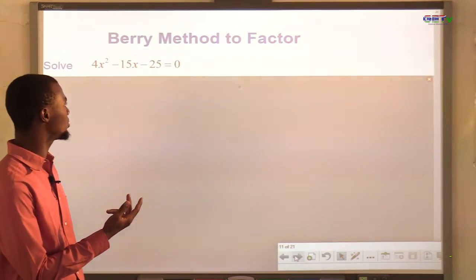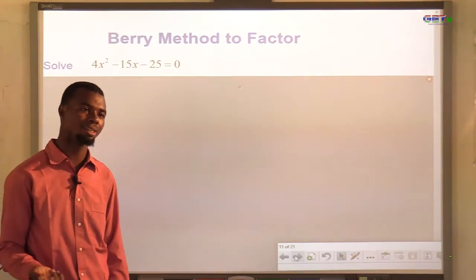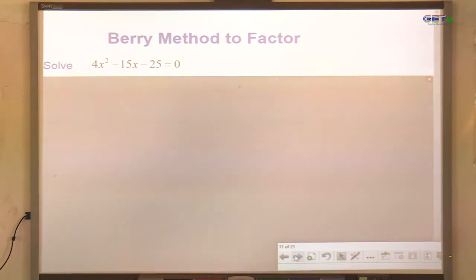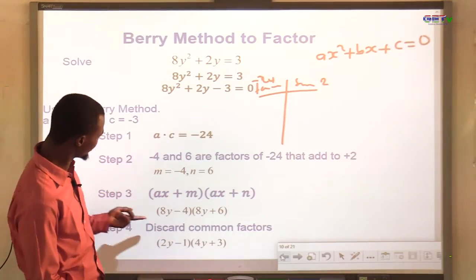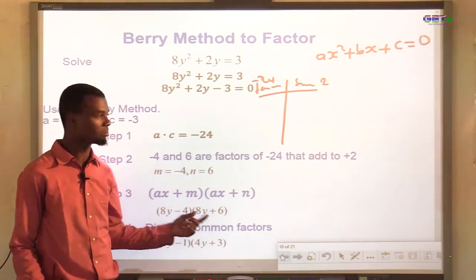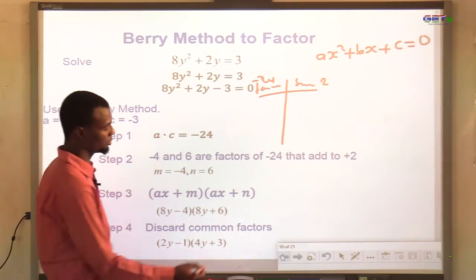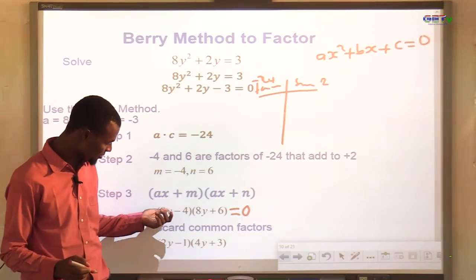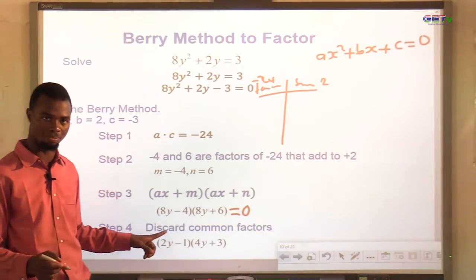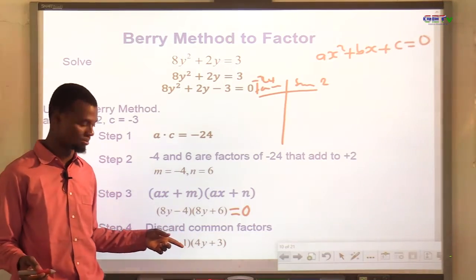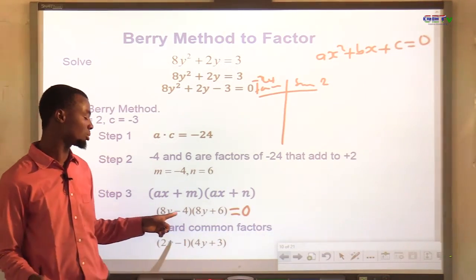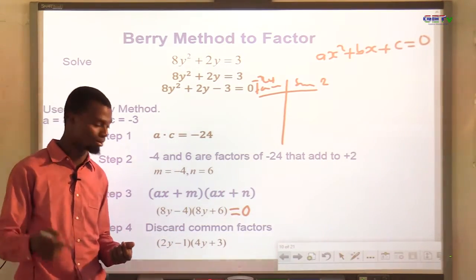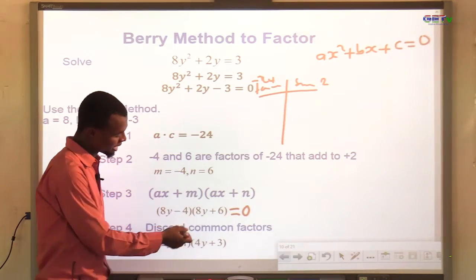We have another one: 4x squared minus 15x. All right, here we have to equate this one to 0 because the question tells us to solve. So we have to equate this. Then we simplify the last step, that is step 4, to simplify. Discard and simplify is all the same. So we look for a factor of 8 and 4, the highest common factor. Like 8 and 4, the highest factor is 4.